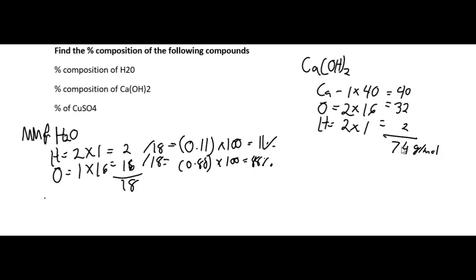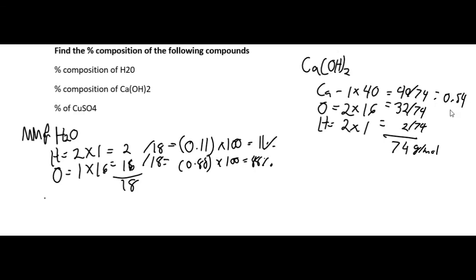Now, let's find the percentage. So let's divide each by 74. Okay, let's see what we'll get. So 40 divided by 74 is equal to 0.54.